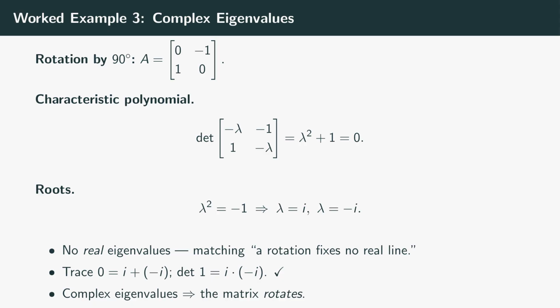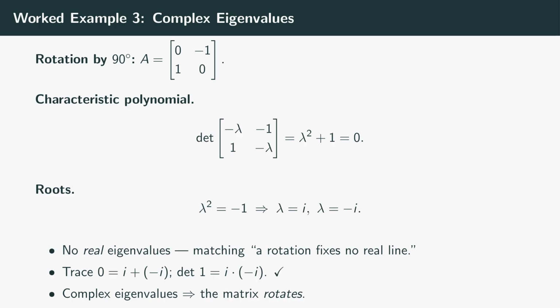Let's finish the examples by computing the complex eigenvalues we promised last episode. Take the 90-degree rotation with matrix 0, -1 on top and 1, 0 on the bottom. Form A minus lambda I. I subtract lambda from the two diagonal zeros and take the determinant. The diagonal product is negative lambda times negative lambda, which is lambda squared, and we subtract the off-diagonal product, -1 times 1, which is -1, so subtracting it adds 1. The characteristic polynomial is lambda squared plus 1.